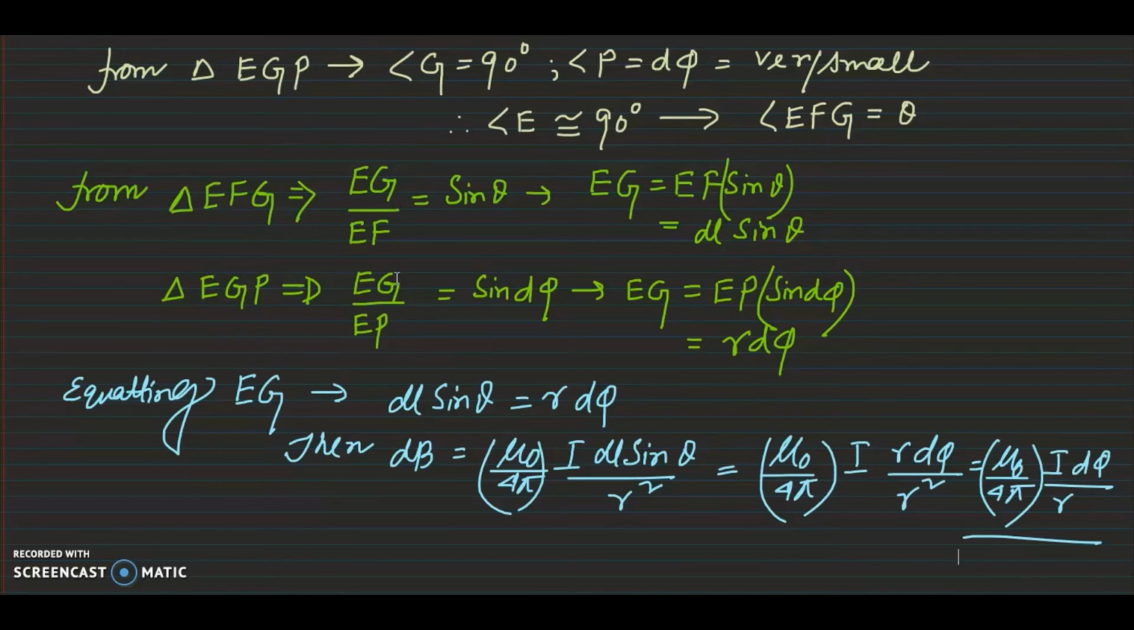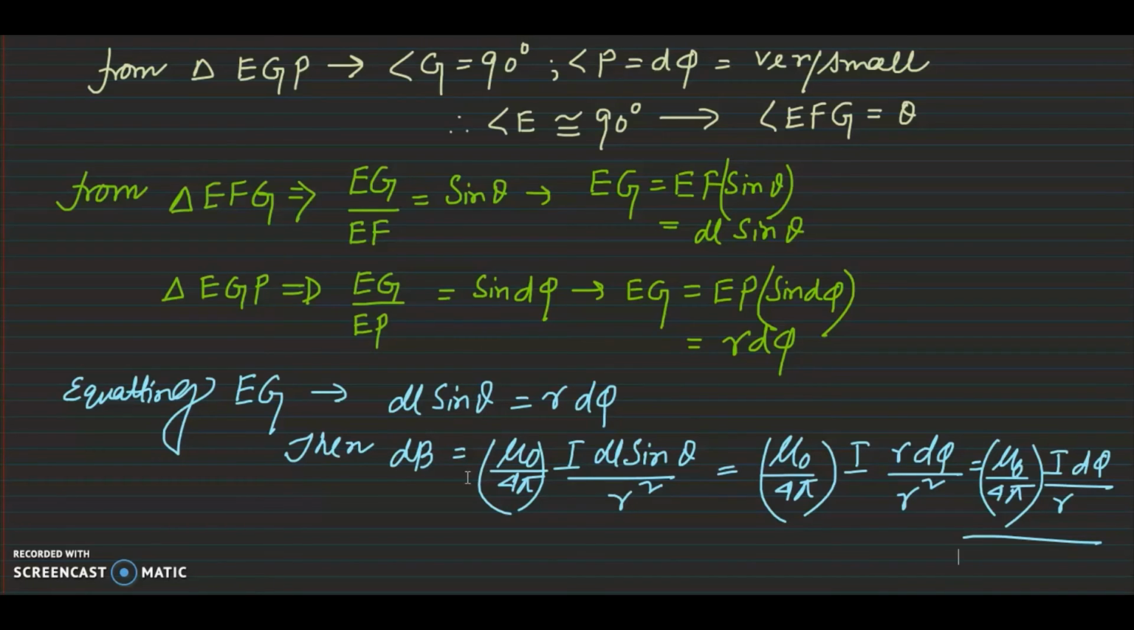From triangle EGP, EG by EP is equal to sine of d phi. We can take d phi very small, so it becomes EP sine d phi. So EG becomes R d phi, because EP is R, and sine d phi can be written as d phi if d phi is very small. Now I can equate these EG values. EG is equal to DL sine theta, which is equal to R d phi.